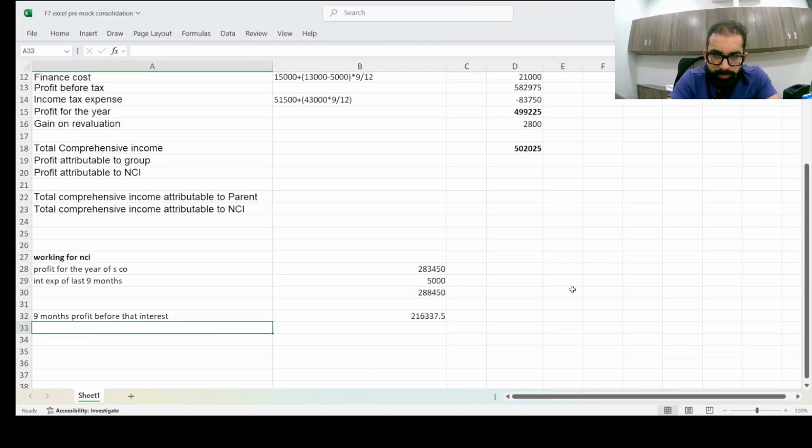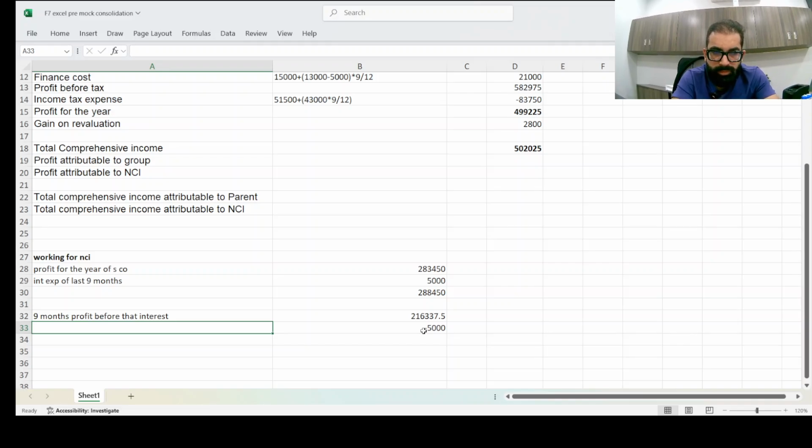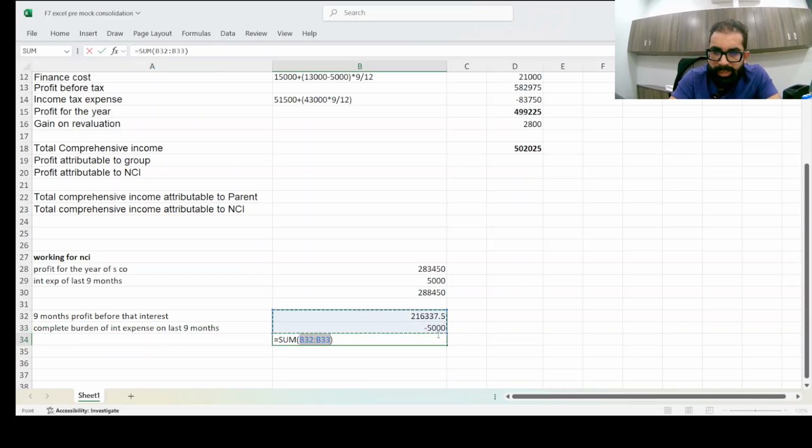Now 216337.5. Now give the complete burden of this interest expense. This interest expense is on the last 9 months, so you need to subtract this 5000. Let me write in very easy language: complete burden of interest expense on the last 9 months. So now you will have a correct profit.